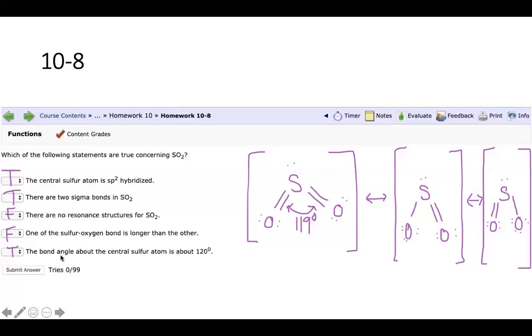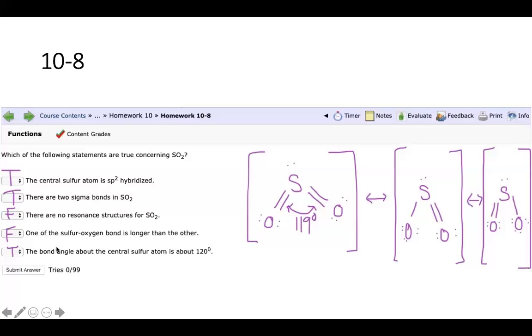The average is going to be something like this, where we have both those double bonds. They're not going to be, each one isn't going to quite be a single bond. It'll be something a little bit more than that. So both of those sulfur oxygen bonds are going to be equivalent in length, all right?